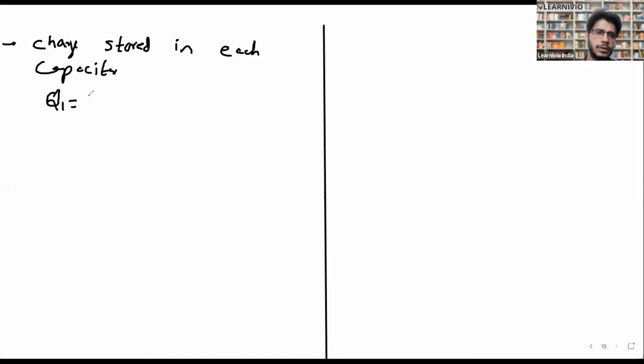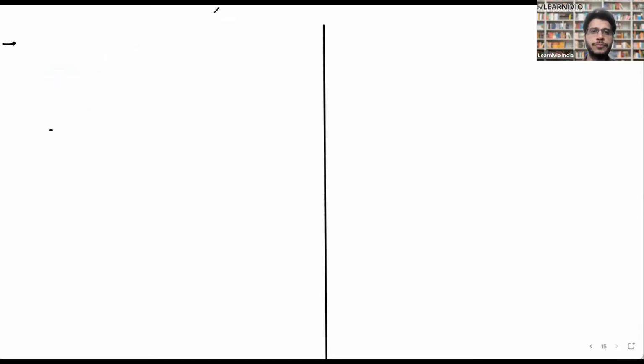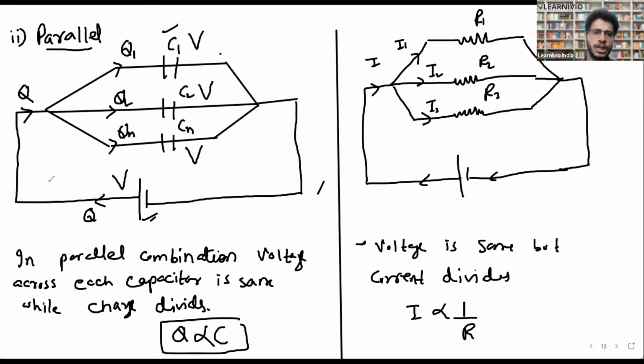Q1 is equal to C1V. Okay, we'll do it later. We'll first calculate C equivalent. Here the charge divides. So can I write Q as Q1 plus Q2 plus Qn? Yes, the total charge provided by the cell gets divided into n parts. So I write Q as Q1 plus Q2 plus Qn.